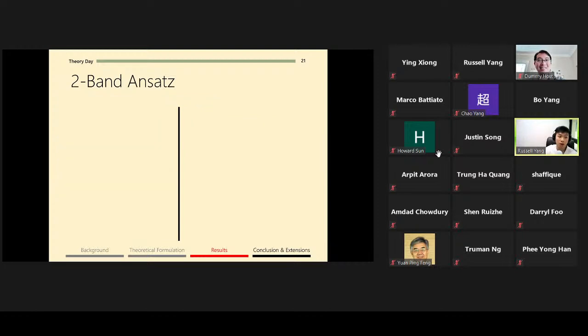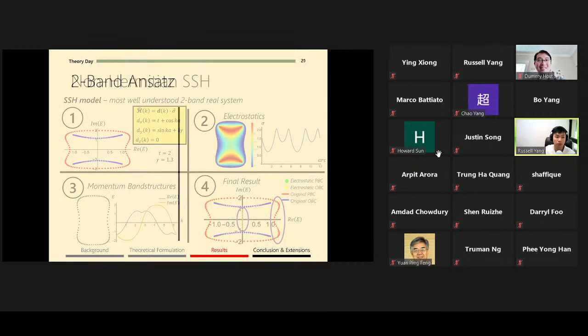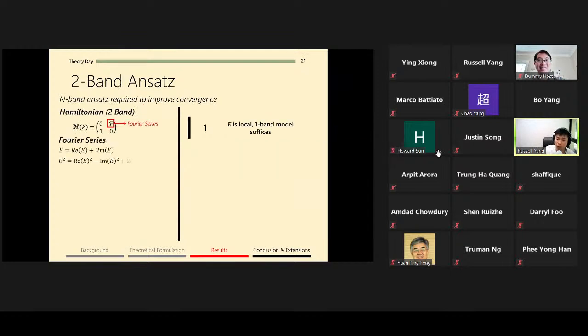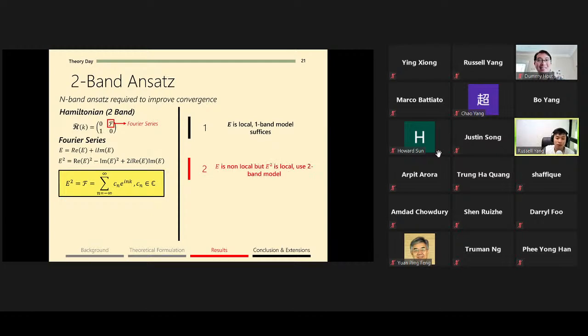However, we cannot impose a one-band ansatz on a two-band model at convergence. The model that we're dealing with is two-band, and this would help to improve convergence due to the square root term in the Fourier series. So in this case, we know the SSH is already a two-band model, therefore we impose a two-band ansatz on it.